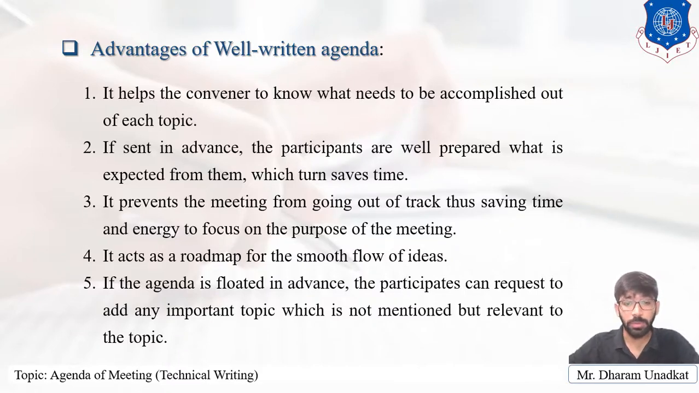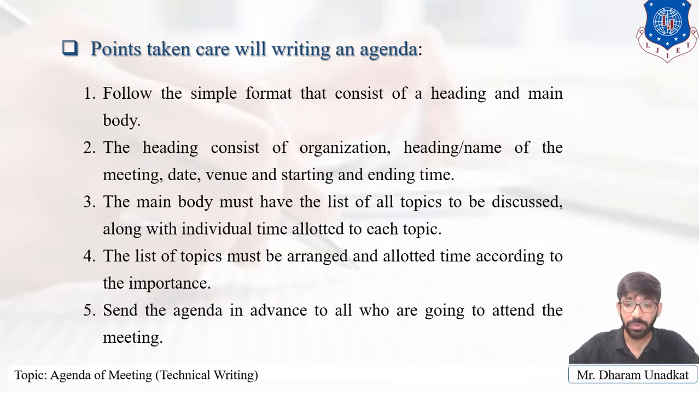Also, what points you have to follow while writing the agenda of the meeting. If you are writing an agenda for your company, you have to follow some points. That means a simple format that consists of the heading and the main body. There must be a simple and well-defined format of the agenda. The heading consists of the name of the organization, the name of the meeting, date, venue, and the starting and the ending time. So this you have to include in the agenda. The main body must have the list of all the topics to be discussed, and who is going to take the meeting, that is also mentioned. The action point must be written clearly, whether you want to discuss, develop or take decisions. Also send the agenda in advance to all who are going to attend the meeting. So these are the points you have to follow while writing the agenda of the meeting.